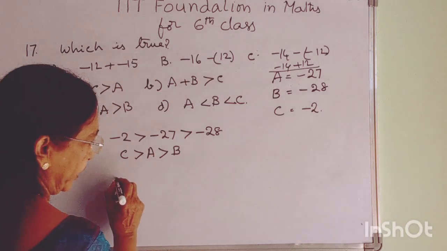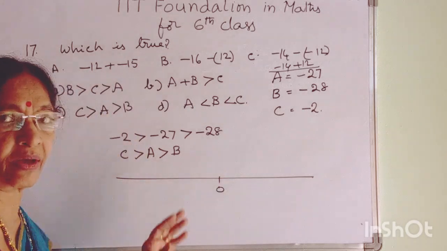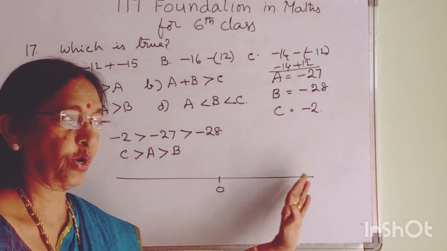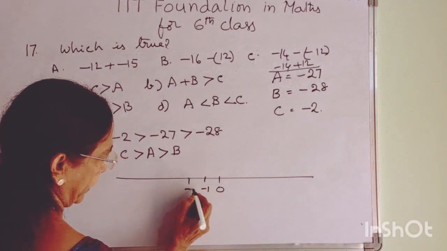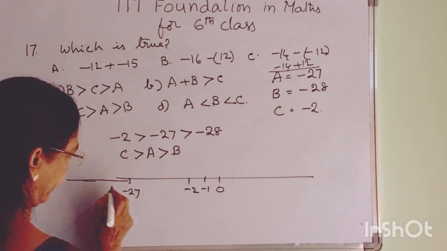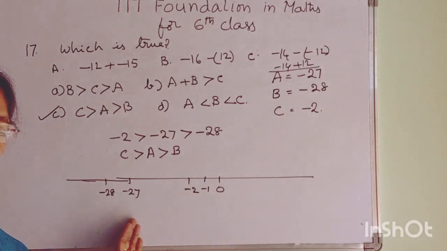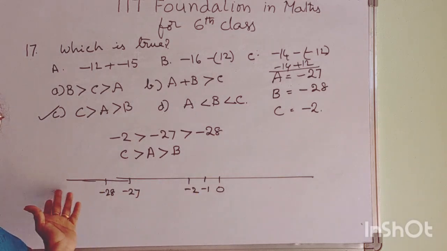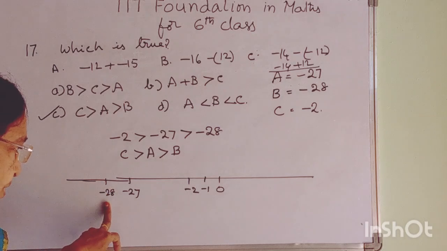Or you can verify on the number line. On a number line, negative numbers are on the left side of 0 and the positive numbers are on the right side. If this is minus 1, then minus 2, like that. Somewhere here we get minus 27 and minus 28. As we go towards the left, we get smaller numbers. Therefore minus 28 is the smallest.